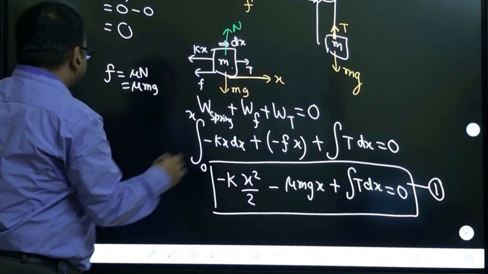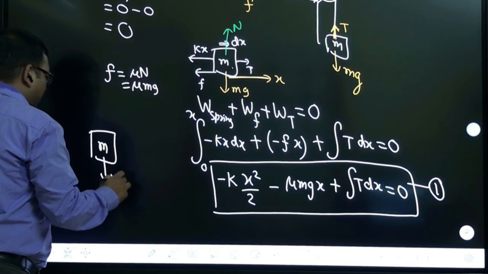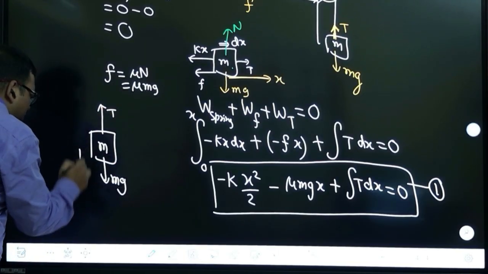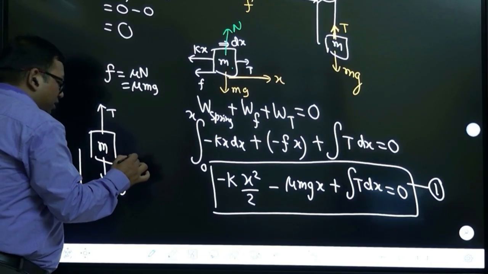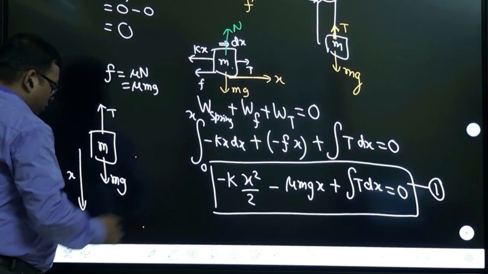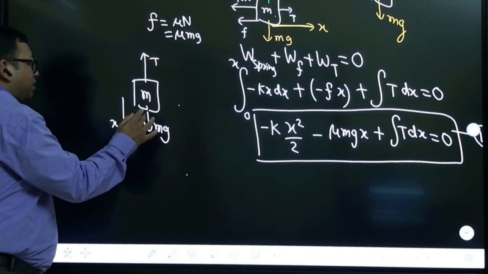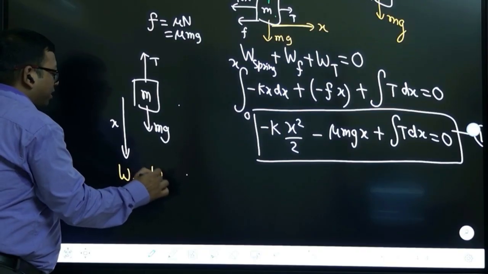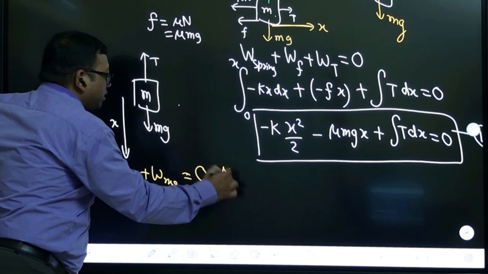Let us study that block. On this block, the forces acting are mg and tension. This block also has a displacement of x, and here also its initial speed is 0 and final speed is also 0. Let us apply the work energy theorem. So work done by only these two forces, work done by tension and work done by mg, is equal to 0, because kinetic energy is also not changing here.